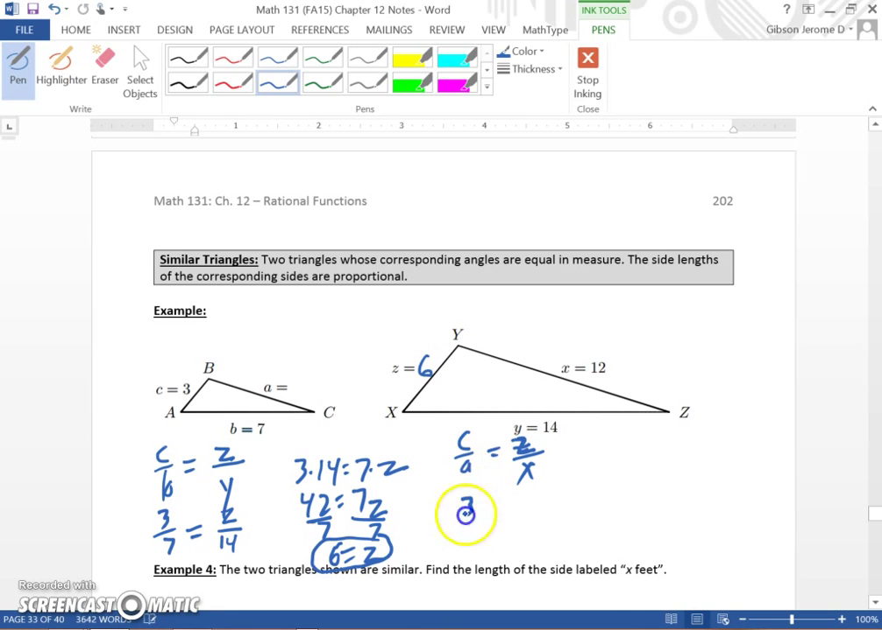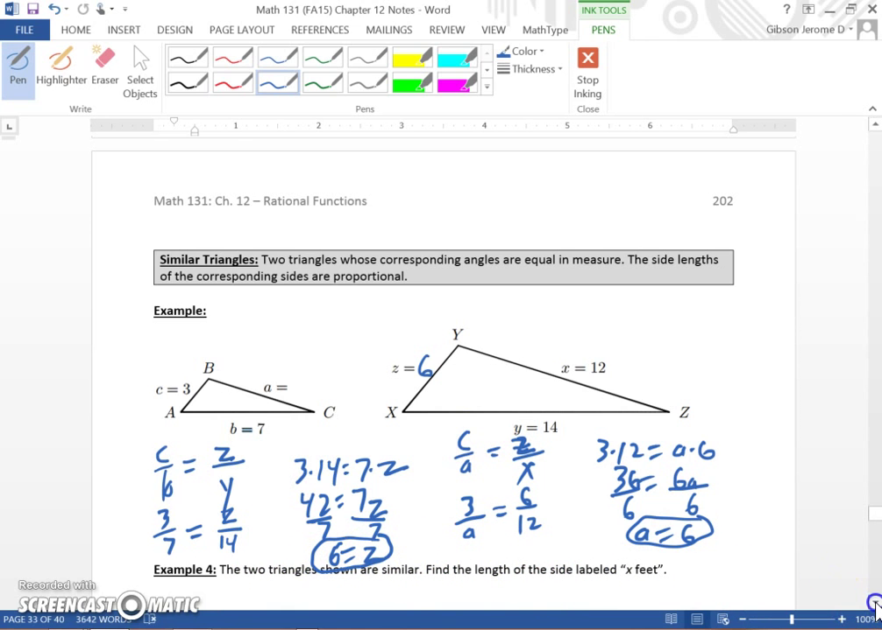Okay, so C is 3, and A, we don't know. Z is 6, and X is 12. So we could cross multiply. We would have 3 times 12 is equal to 6 times A. So that would be 36 is equal to 6A. Divide each side by 6, and then we would have A is equal to 6. Now, one thing about proportions is this here. They do not necessarily equal the same values. It just so happened that happened in this situation here.